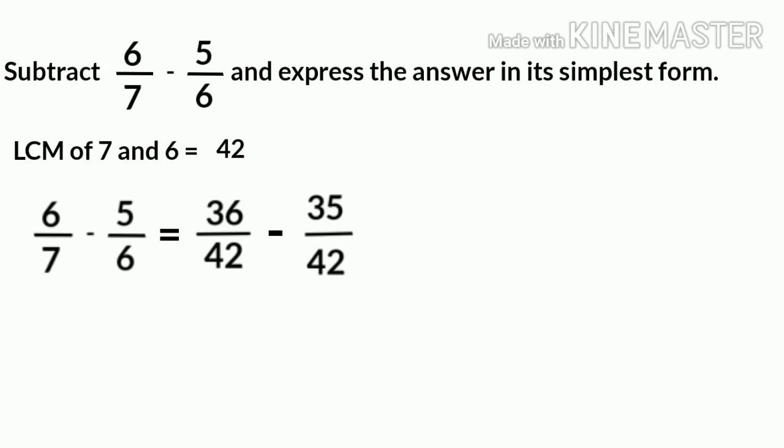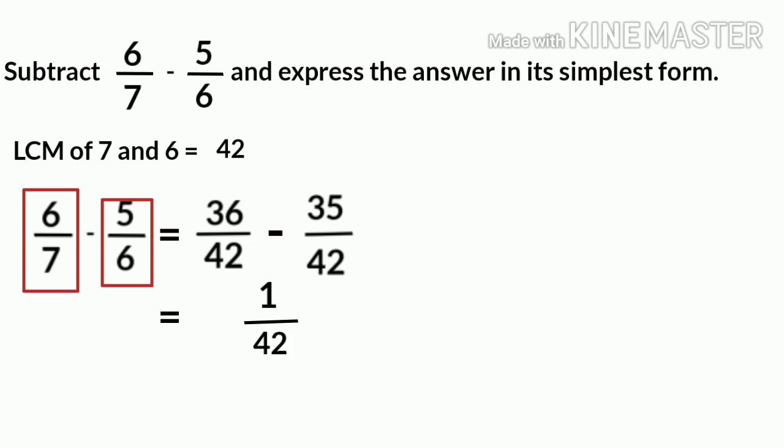Now since the fractions are like fractions, that is the denominators are same, we will only subtract the numerators and the denominator will remain the same. That is, the denominator 42 will remain the same and we will subtract 35 from 36. 36 minus 35 is 1. So when we subtract 5 by 6 from 6 by 7, we get 1 by 42.